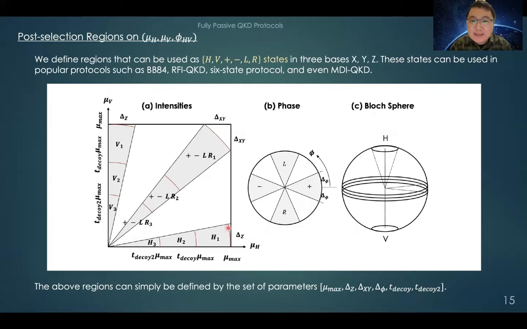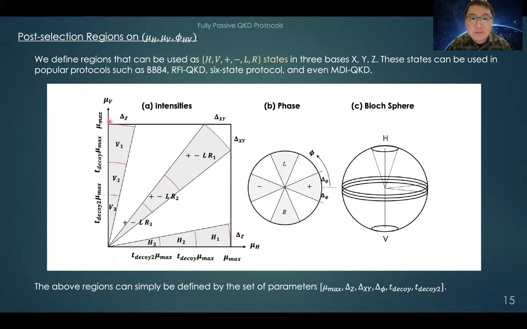We can see, for instance, this little region here actually corresponds to the H state because it has a strong mu H intensity and a close to 0 mu V intensity. That also corresponds to the north pole on the Bloch sphere. However, because mu V is never strictly 0, it's not a perfect H state, but has a little bit of wiggle room on it. So we define this solid angle on the north pole, which corresponds to your H state.